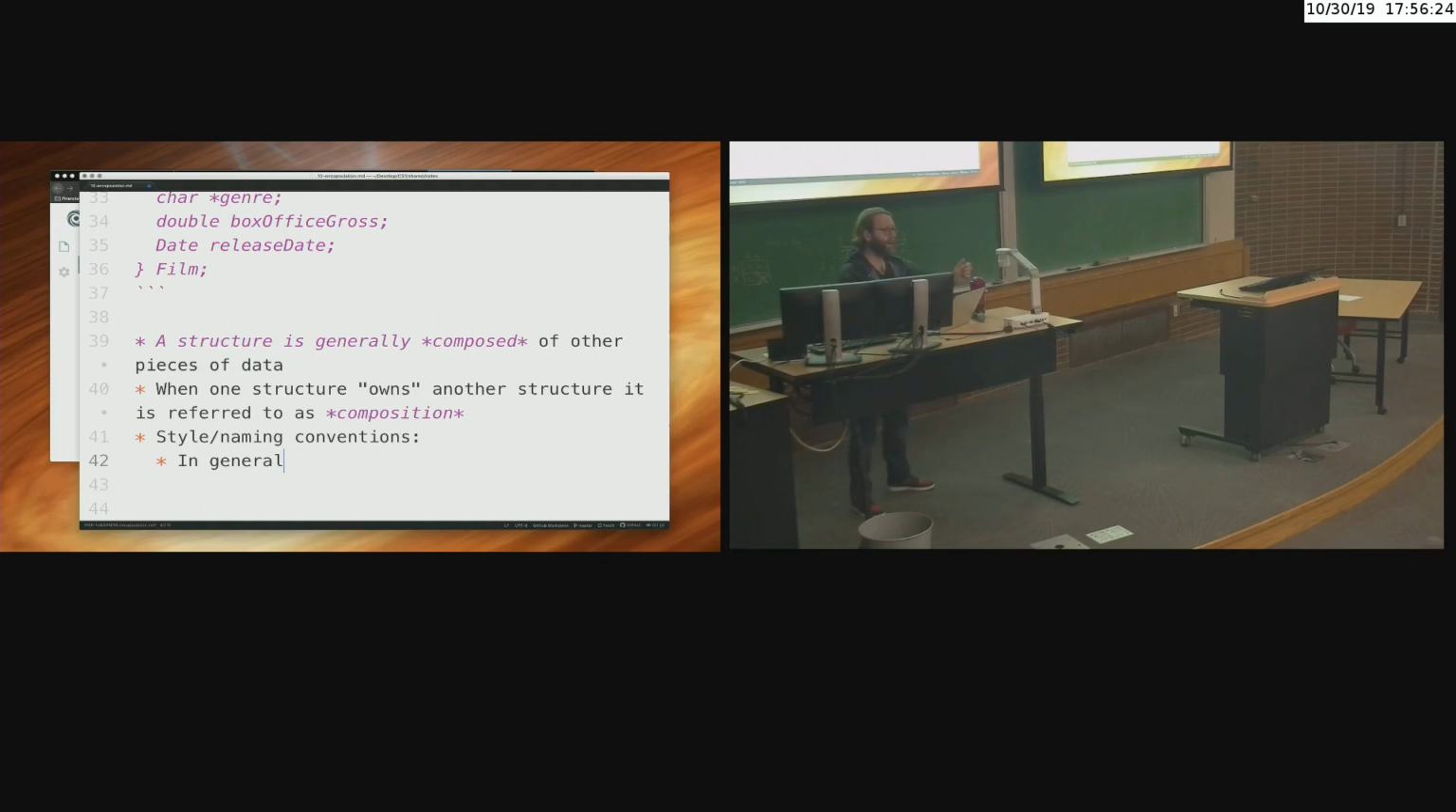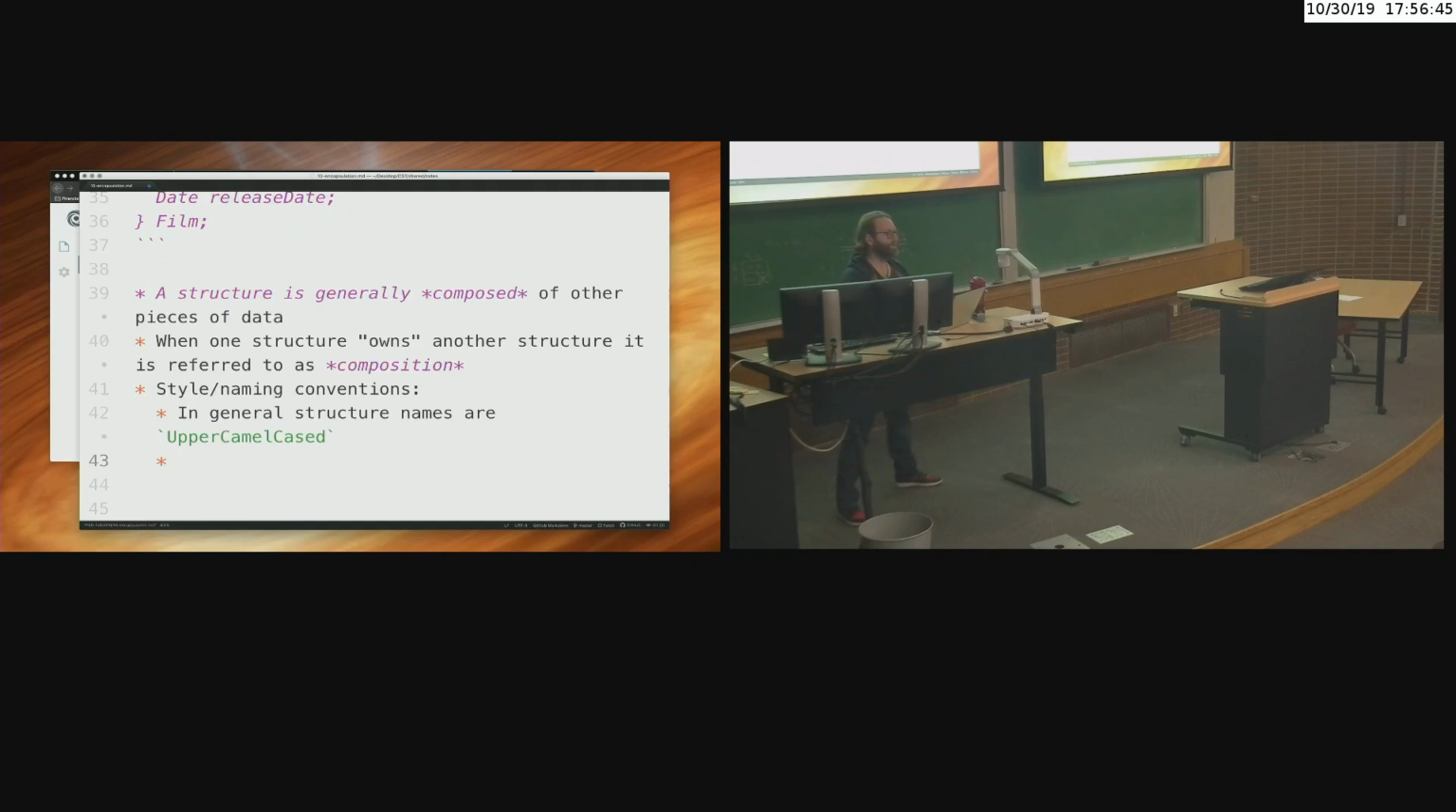In fact, mine would be modern, but not that normal, like GNU style or something like that. In general, structure names are upper camel cased. That's the more modern way of doing it. I'm taking that from Java and C Sharp and a bunch of other things. Traditionally, it's all lower underscore casing. But you can go one way or another. As long as you're consistent about it, it doesn't matter. In general, the members of a structure use lower camel casing.